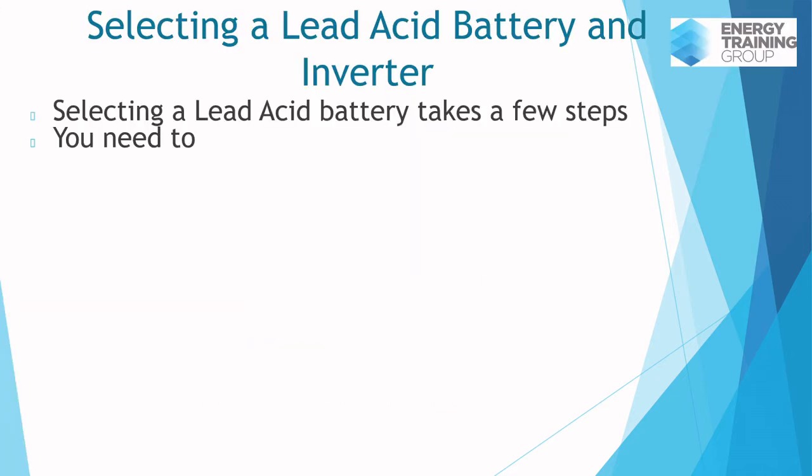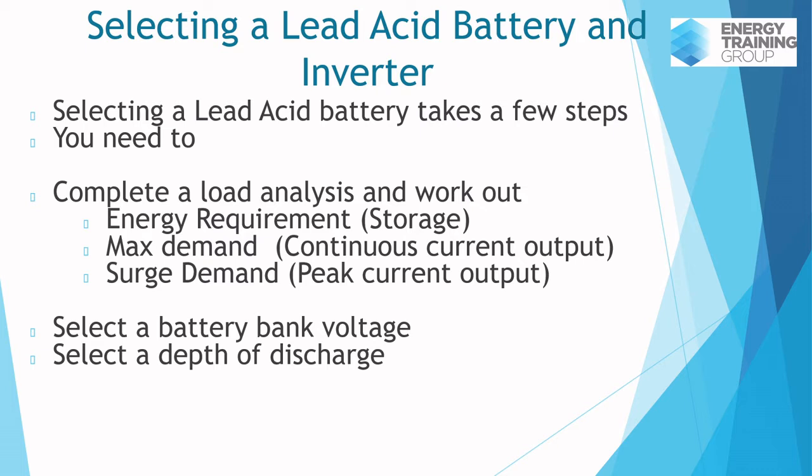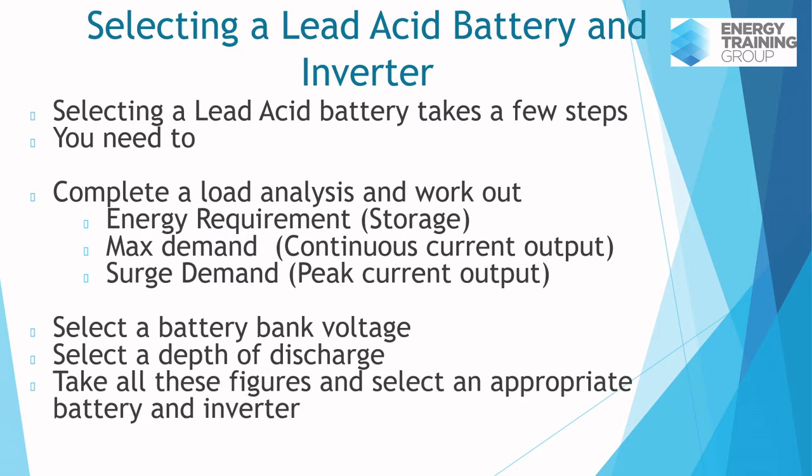So selecting a lead acid battery takes a few steps. We need to complete a load analysis and work out what our energy requirements are, what our max demand is, and what our surge demand is. We need to select a battery bank voltage, and we need to select a depth of discharge. Once we've got all those figures, we can then select an appropriate battery and inverter.